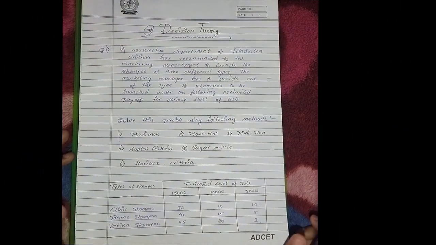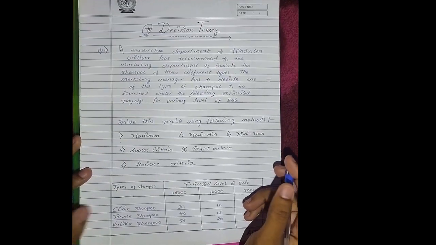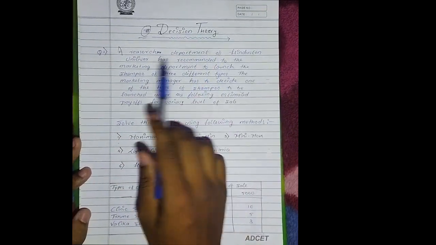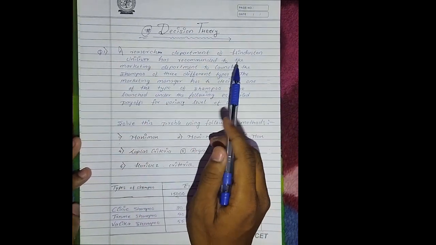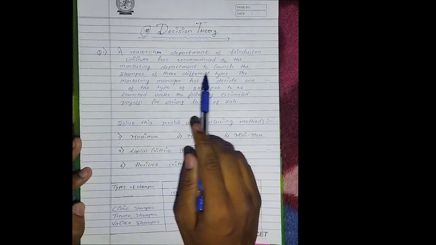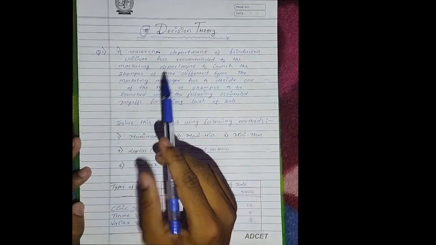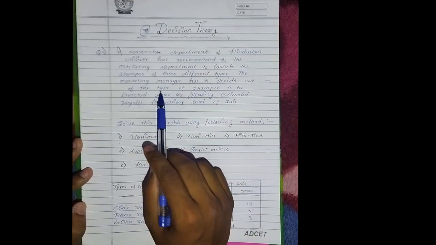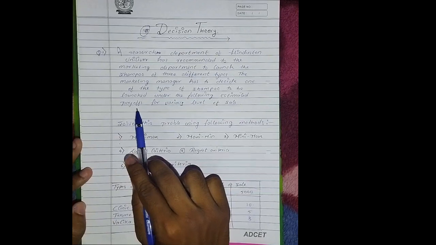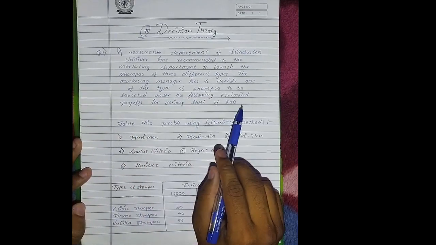Hello friends, today we are going to see a decision theory problem. Here is the question. A research department of Hindustan Unilever has recommended to the marketing department to launch the shampoo of three different types. The marketing manager has to decide one type of shampoo to be launched under the following estimated payoff for various levels of sales.